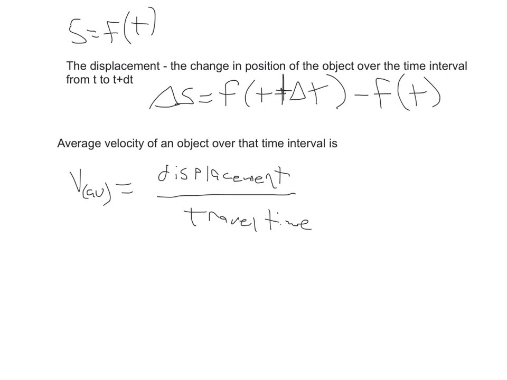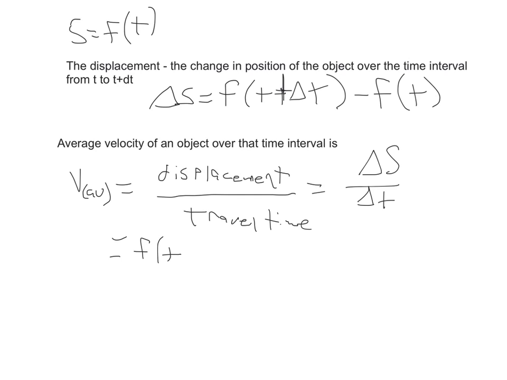And we could represent that as delta S over delta T, the change in position over the change in time, which we now know is equal to f of t plus delta t minus f of t, all over the change in time. Average velocity.